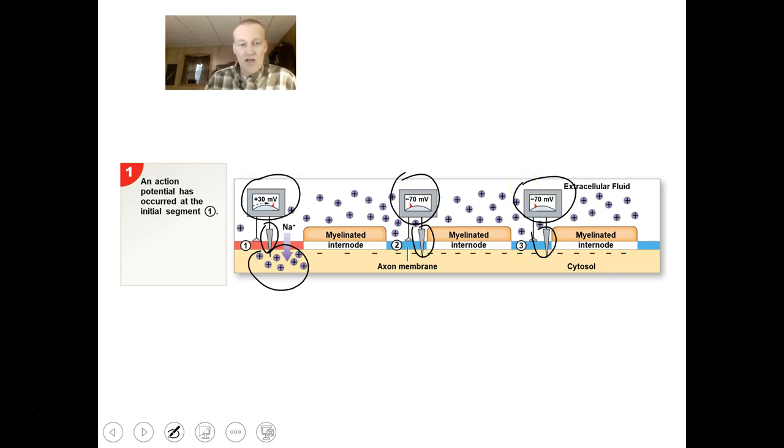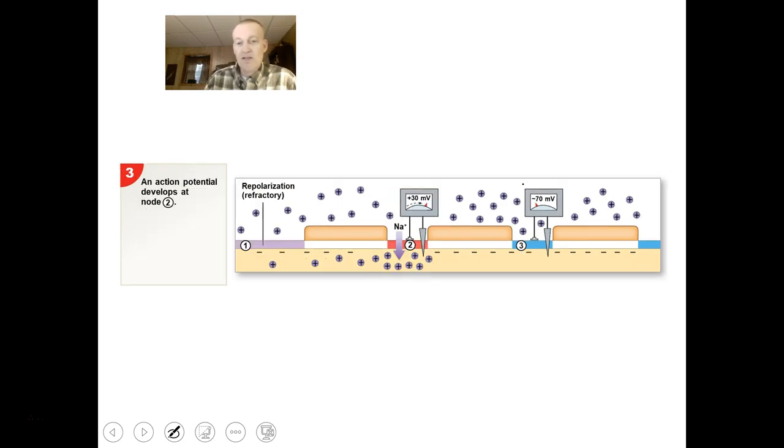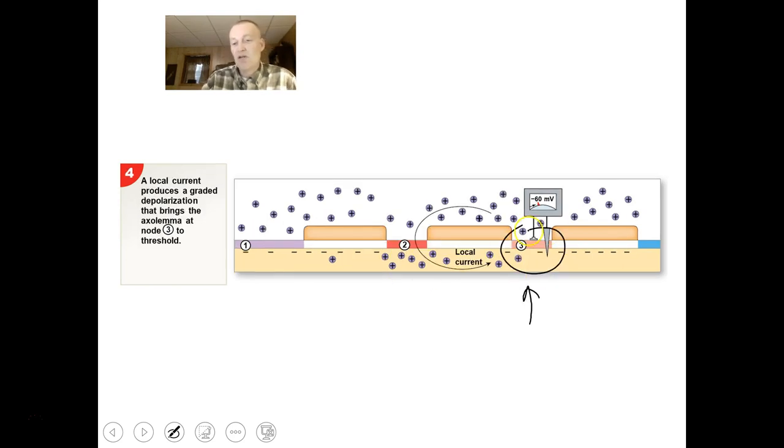So as the action potential spreads, you go from node of Ranvier, it spreads through the axon underneath the insulation. It then goes to the next node of Ranvier, so you get the voltage-gated sodium channels opening up there, and then it spreads to the next one. Because of those little jumps, the message can go very, very rapidly.